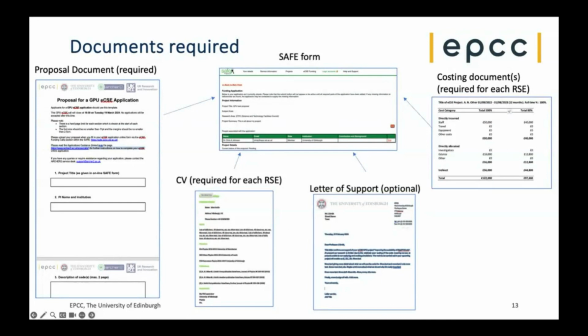You fill that in, save it as a PDF, and attach it to your online form. Other things that you may attach, depending a bit on what your proposal is, are the other 3 documents here.